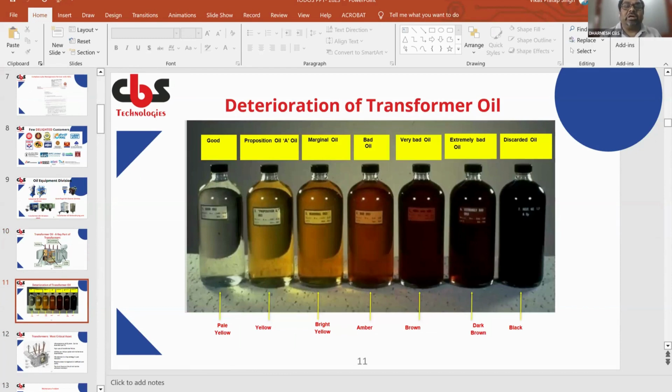And this is how the oil deteriorates. You can see the first one is almost white. The last one is discarded oil. This we are talking about is discarded oil from distribution, not from transmission or generation. From transmission and generation, the oil deteriorates at most up to this marginal oil, up to 3 bright yellow. Next.